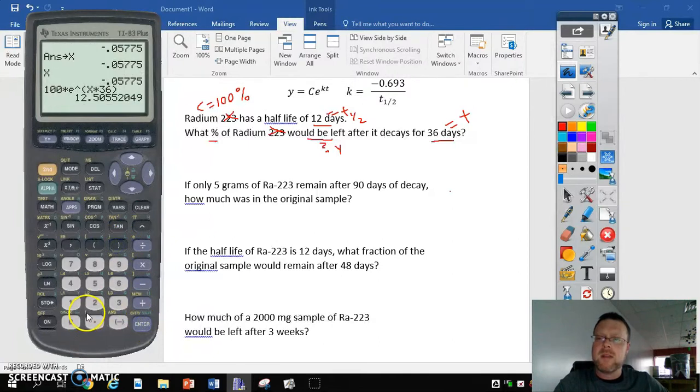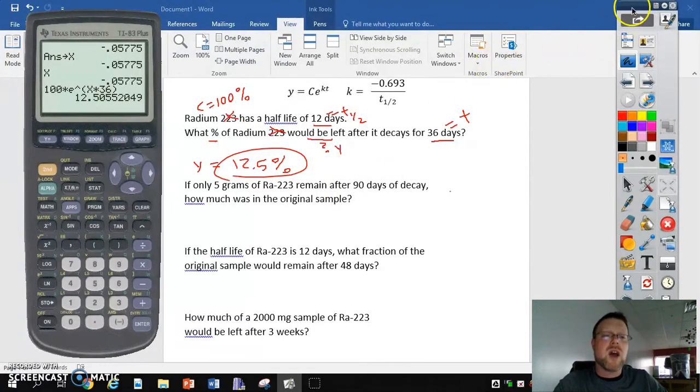Okay. All right, and I'm going to round this number off. So the final amount, the Y in this problem, was equal to 12.5%. Okay, final answer, 12.5%. Now, let's use some common sense for a second.